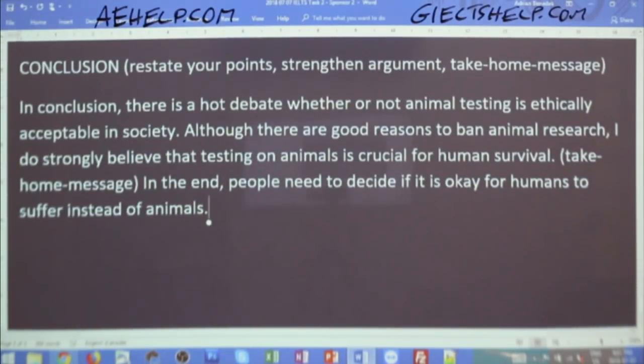In conclusion, there is a hot debate whether or not animal testing is ethically acceptable in society.